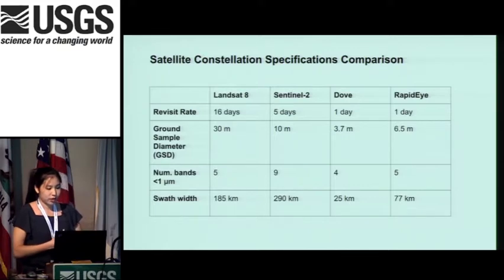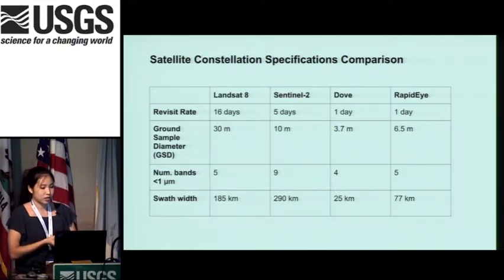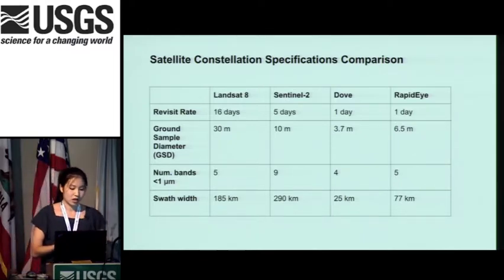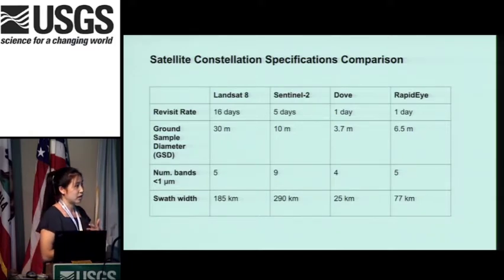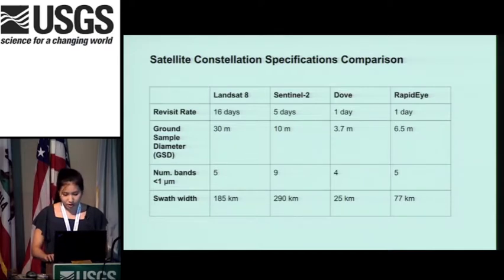So this is a table showing a comparison of the different satellite constellation specs: revisit rate, GSD, number of bands in the visible range, and the swath width for, again, the 4 constellations that I looked at, which is Landsat 8, Sentinel-2, PlanetScope, and RapidEye.